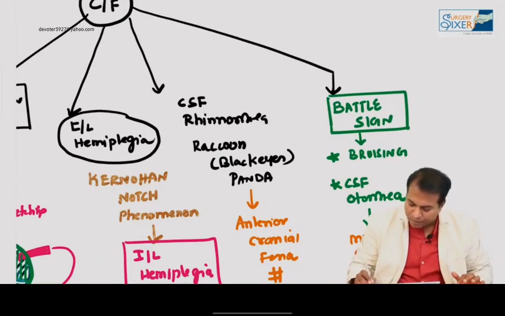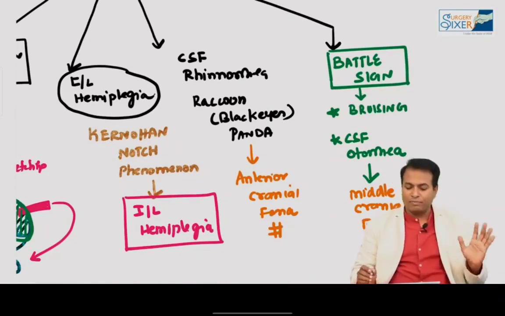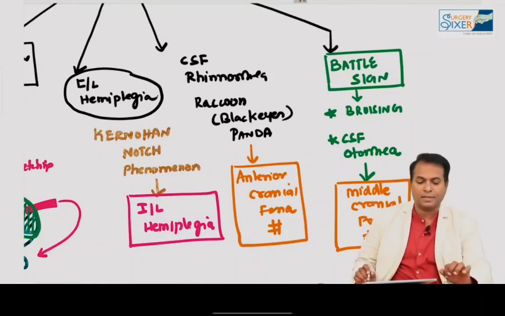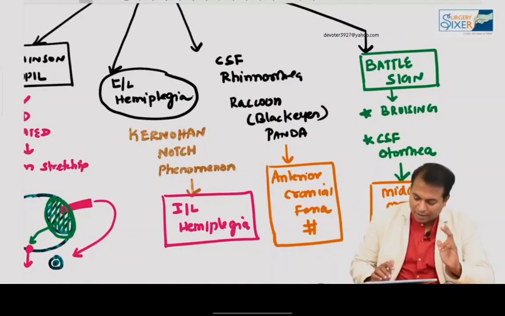Middle cranial fossa fracture. There is a controversy. Many books will say Battle sign is for posterior cranial fossa fracture, but the correct answer is middle cranial fossa fracture. Anterior cranial fossa fracture is recognized by raccoon eyes and CSF rhinorrhea. Battle sign is middle cranial fossa fractures. Please don't forget these points in base of skull fractures.